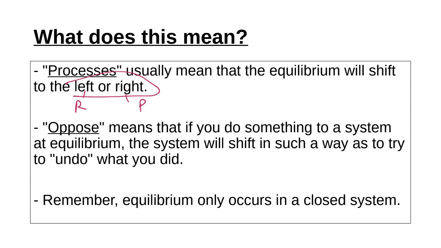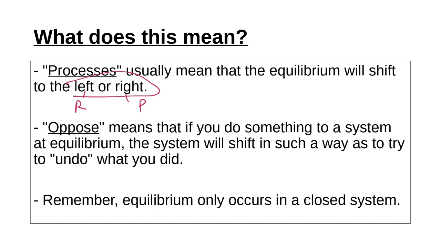Oppose means that if you do something to the system, it's going to shift in a way to try to undo what you did. So what this means is if you heated up the system, for example, the system's going to shift to either the reactant side or the product side to try to use up that extra heat that you added. If you added an extra concentration of something, it's going to shift in a way to try to use up those extra molecules that you incorporated and do the opposite, bring the concentration down.